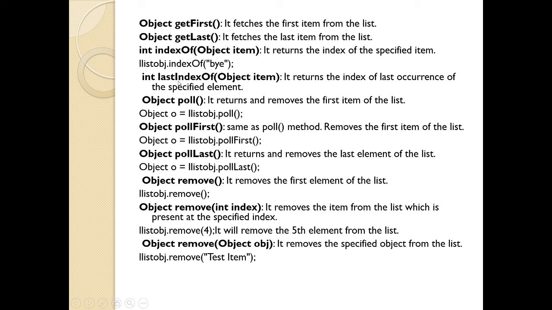In the same way I can call the method int lastIndexOf(Object item). What happens here? It returns the index of the last occurrence of the specified element. So whatever is the last occurrence of the object in the list, it will tell me the index number, and it is going to return the int position. So this is retrieving of the elements based on their first, last, or the index number.